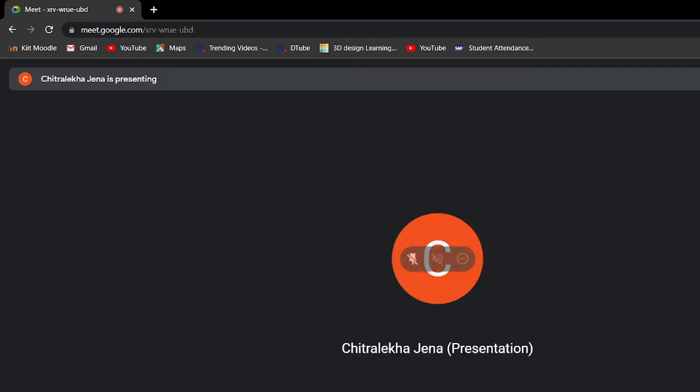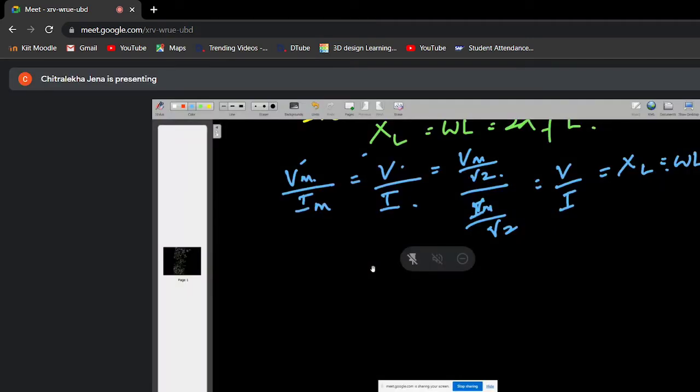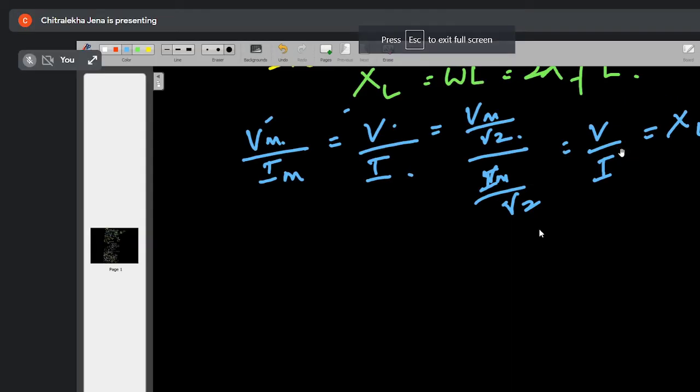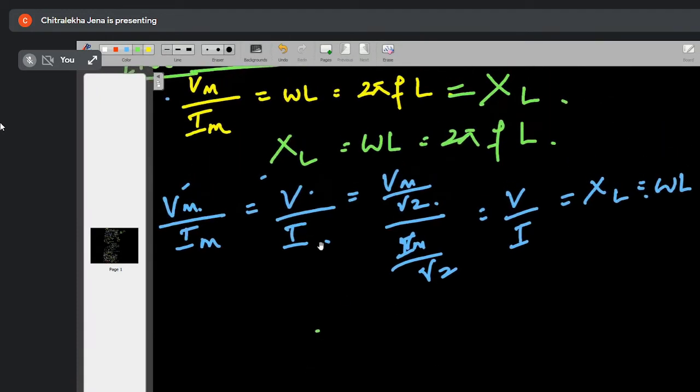Everyone tell resistance. Yes or no? Voltage by current, what? You will tell resistance. Don't always say resistance. Voltage by current is always an opposition to the flow of current. Here, the opposition to the flow of current by an inductor we call inductive reactance, which is defined as XL.